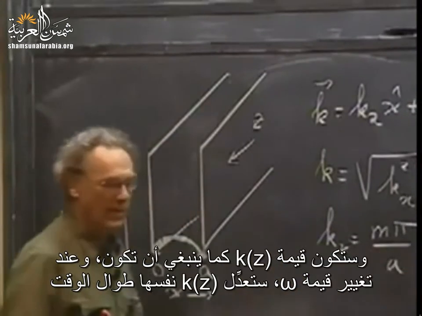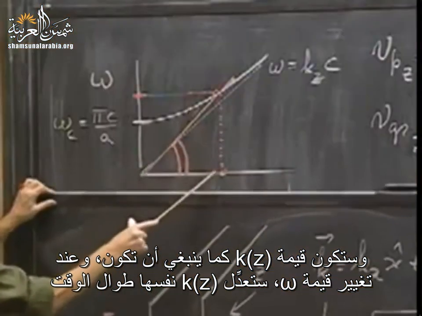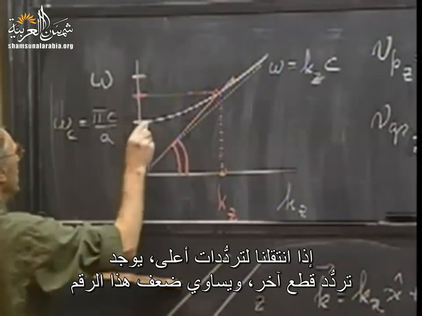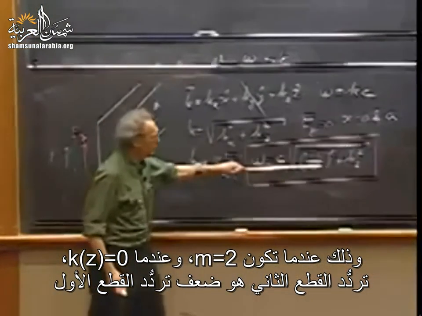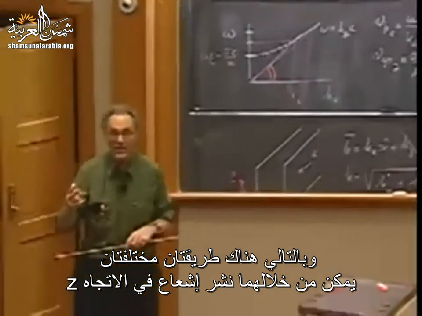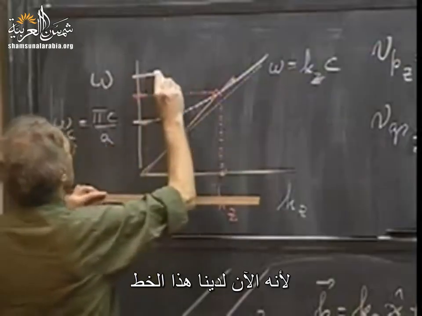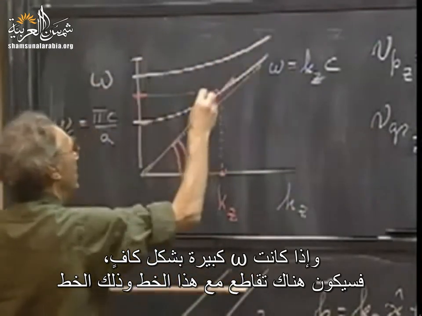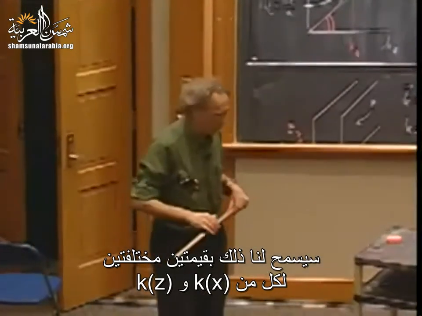That's for m equals 1. And kz will then be whatever it has to be. And so when you change omega, kz will adjust all the time. If you go to very high frequencies, there is another cutoff frequency, which is twice this number, because that is when m equals 2 and kz becomes 0. Then, of course, there are two different ways that you can propagate radiation in the z direction, because now you have here the line, and if your omega is high enough, then you get an intersection with this line, and you get an intersection with that line. So that allows for two different values of kx and two different values of kz.